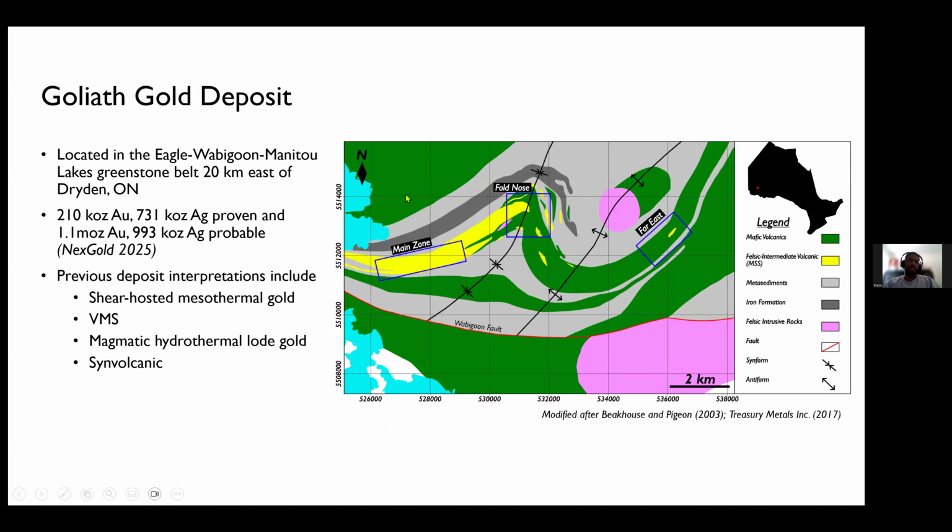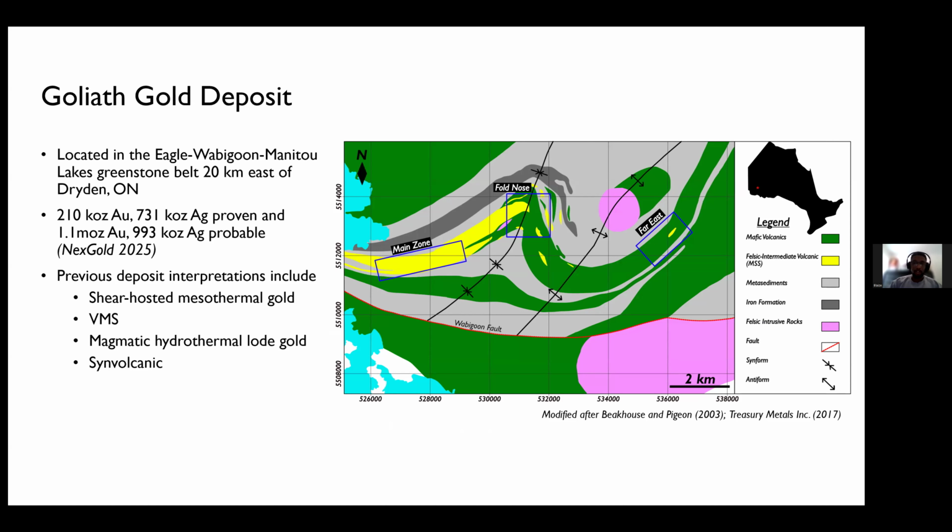A bit of background about the Goliath Gold Deposit. It's located within the Eagle-Wabigoon Manitou Lakes Greenstone Belt, roughly 20 kilometers east of Dryden, Ontario. This deposit has had a couple different interpretations in the past. It's been modeled as shear-hosted mesothermal gold, VMS, magmatic hydrothermal lode gold, and most recently a synvolcanic gold deposit.